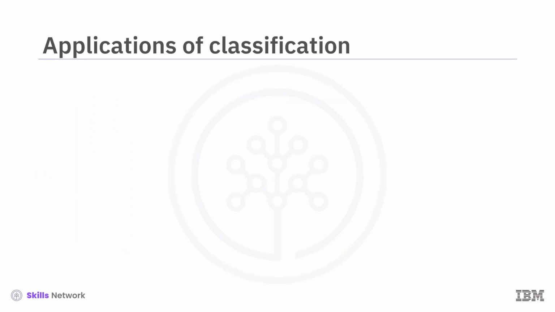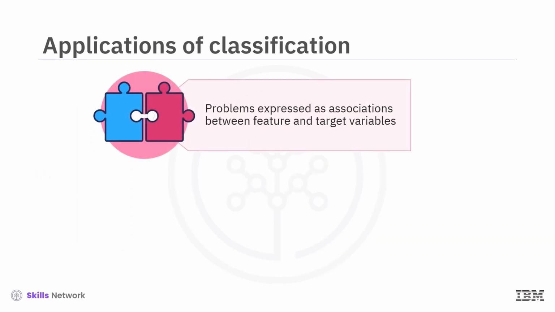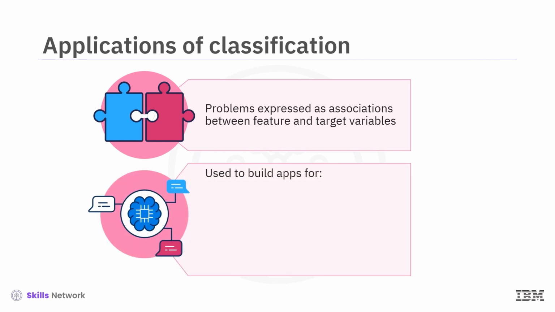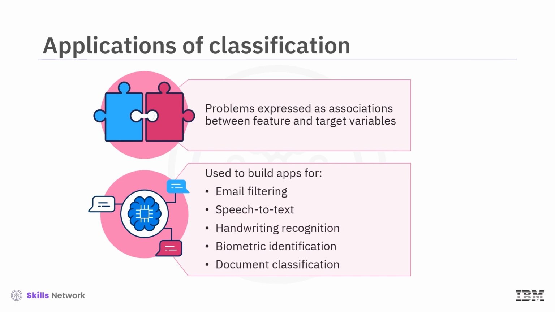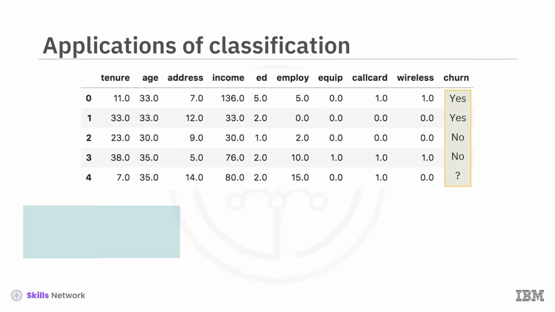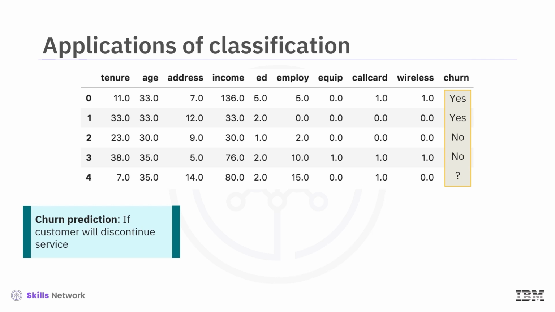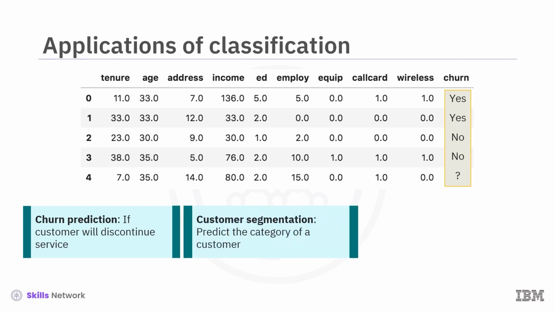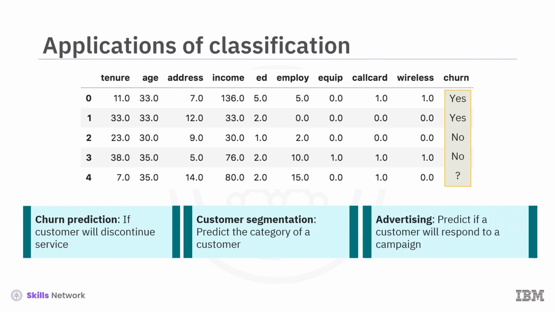Classification has several applications in a wide variety of industries. Many problems can be expressed as associations between feature and target variables, particularly when labeled data is available. Classification can be used to build applications for email filtering, speech-to-text, handwriting recognition, biometric identification, document classification, and much more. Churn prediction is when you use machine learning classification to predict whether a customer will discontinue a service. Customer segmentation is when you use classification to predict the category to which a customer belongs. You can also use classification to predict whether a customer will likely respond to an advertising campaign.